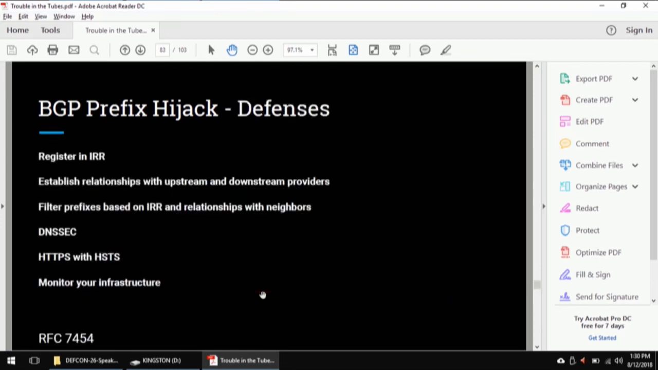So defenses would be: register your routes in an IRR, and establish that relationship with the upstream providers so that they know what you're advertising and they're able to defend against people trying to take over your space. Filter prefixes that you receive from others. To avoid having your website taken over, use DNSSEC, HTTPS with HSTS, and make sure you're monitoring your infrastructure.